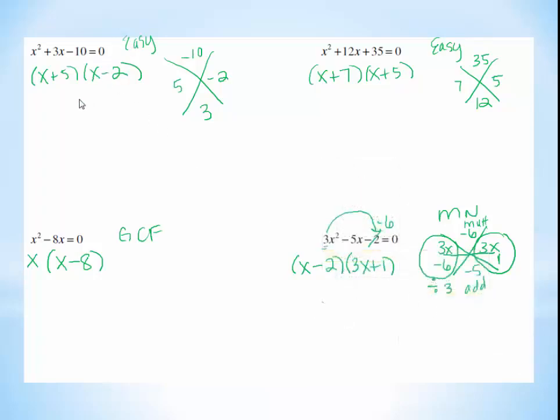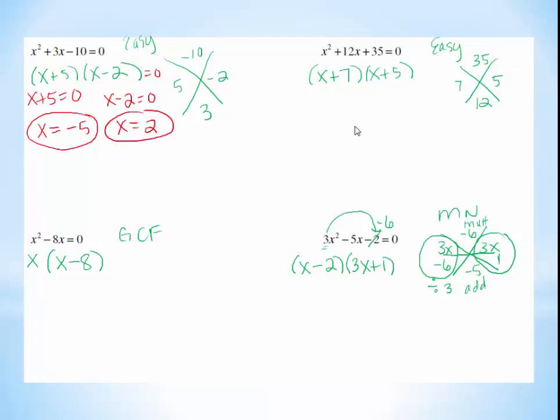Now remember we said we're going to use the zero product property. Since both of these multiply together to equal 0, I'm going to assume that either one of them could equal 0 by themselves. So add 2, subtract 5. There's my two answers. Same thing here, since both of these multiply together to equal 0, x plus 7 could be 0, x plus 5 could be 0. So this solution is -5, and this solution is -7.